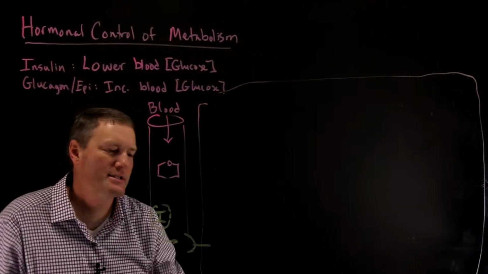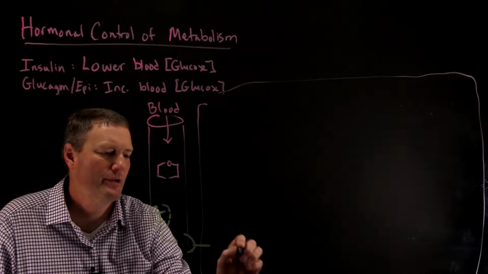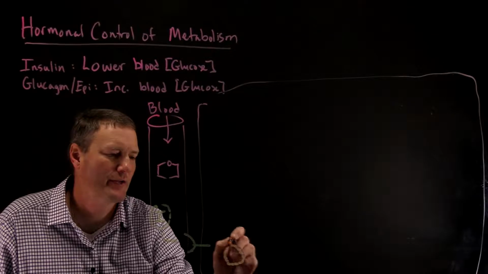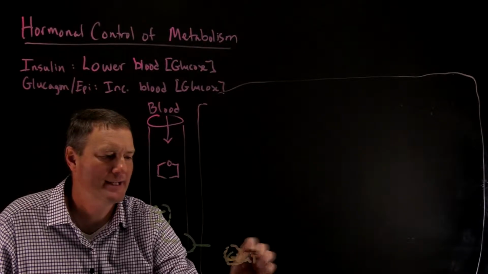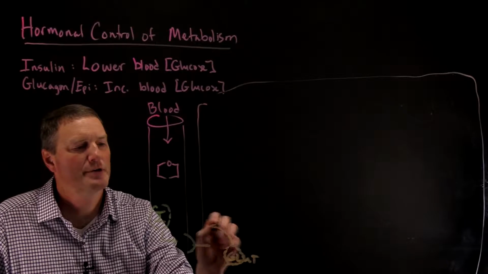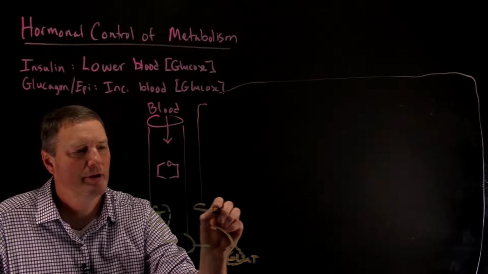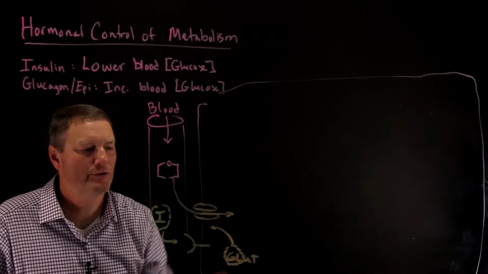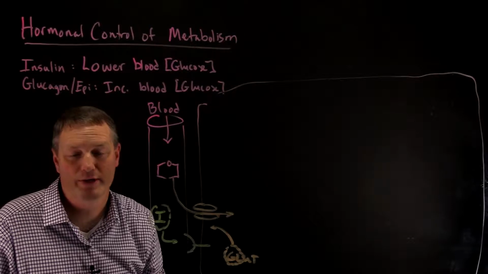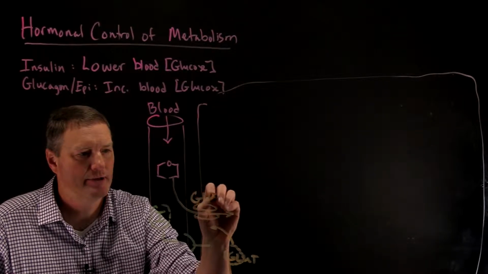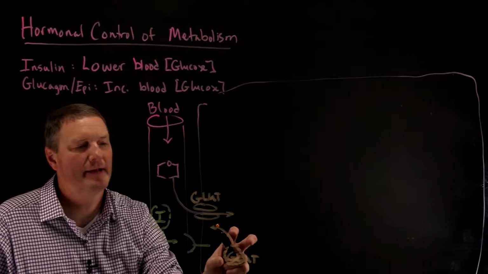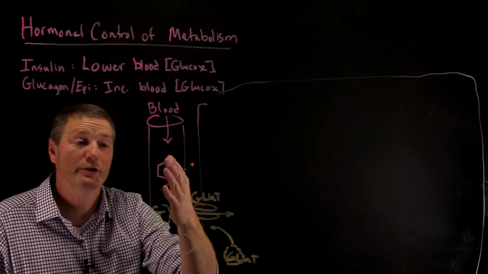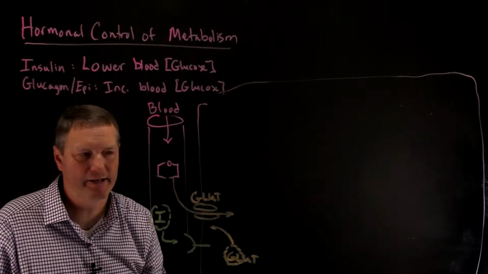Now, when insulin binds, it's going to cause small vesicles that contain GLUTs. These are proteins that basically form a channel so that glucose can now enter into the cell. So these channels are called glucose transport proteins, or GLUTs, G-L-U-T. And when insulin binds, it's going to allow these GLUTs to fuse with the cell membrane, allowing the glucose that's in the blood to now flood into the cell.